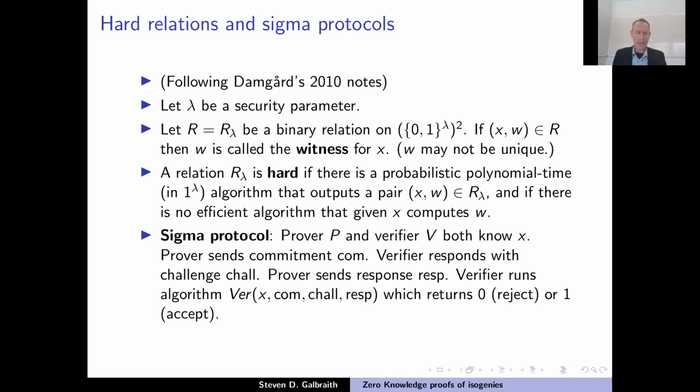And I'm interested in these three-move protocols. So there's a prover and a verifier. Both of them know the public statement X. Only the prover knows the witness. And the prover is trying to convince the verifier that they know the witness. And there are these three steps. First, a commitment is sent from the prover to the verifier. The verifier responds with a challenge, and the prover sends a response. And then the verifier runs an algorithm that takes the instance of the problem, the commitment, the challenge, and the response, and either accepts the proof and says, yes, I'm convinced by this, or rejects the proof and says, you're cheating, or you don't know the witness.